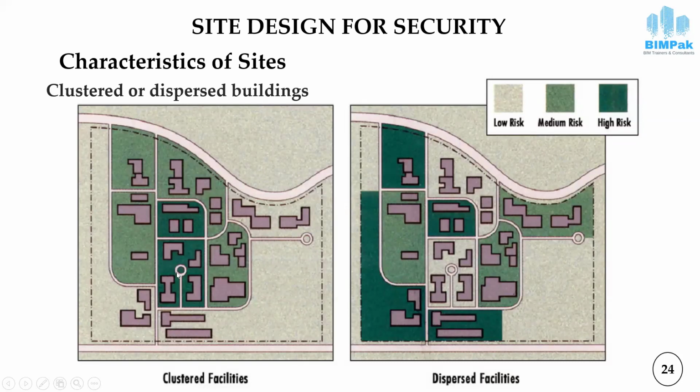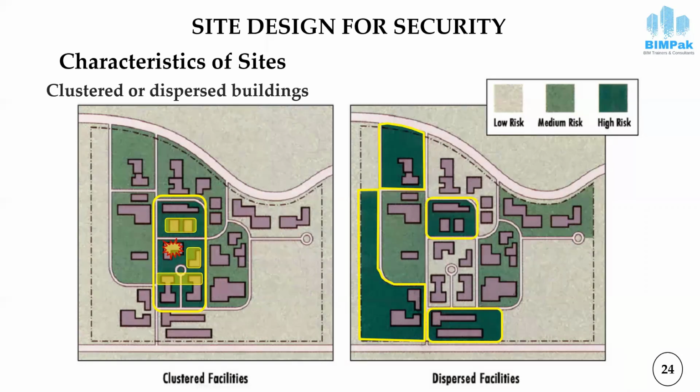So if you accumulate the important buildings at this point, it has some merits and some demerits. For example, it is very easy to cordon off this area through fencing, and you can provide a single access through this road, but at the same time, it has some demerit. For example, if an aggressor succeeded to hit this target, it will automatically affect the buildings in the near vicinity of this target.